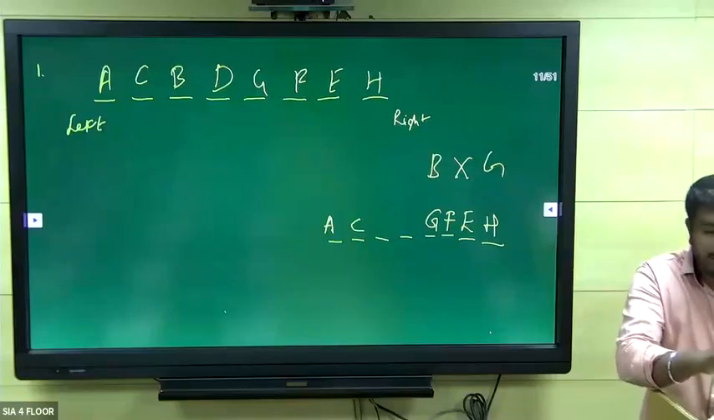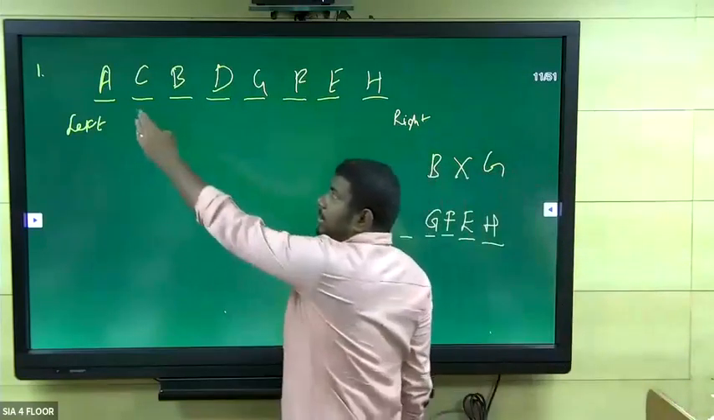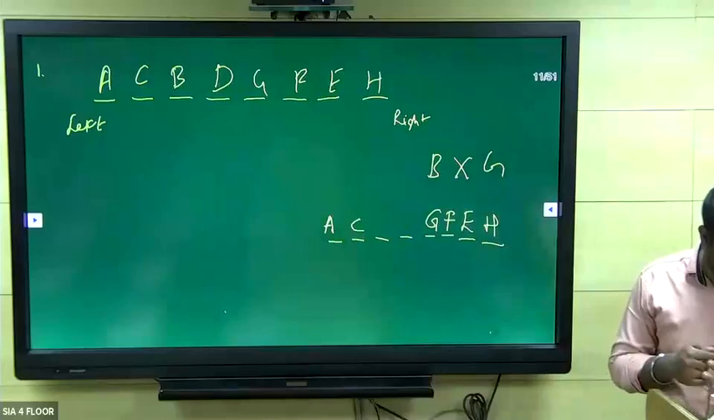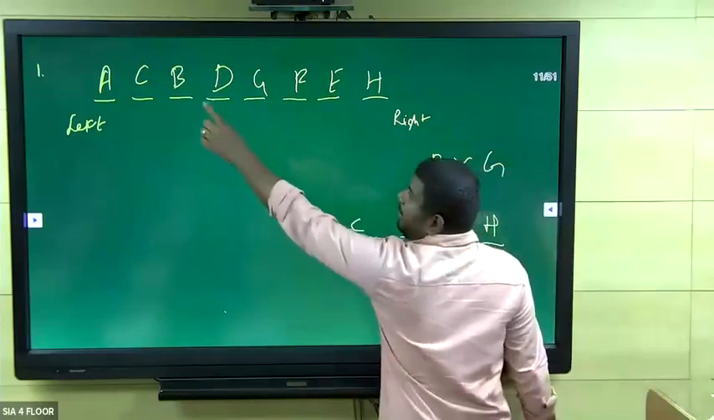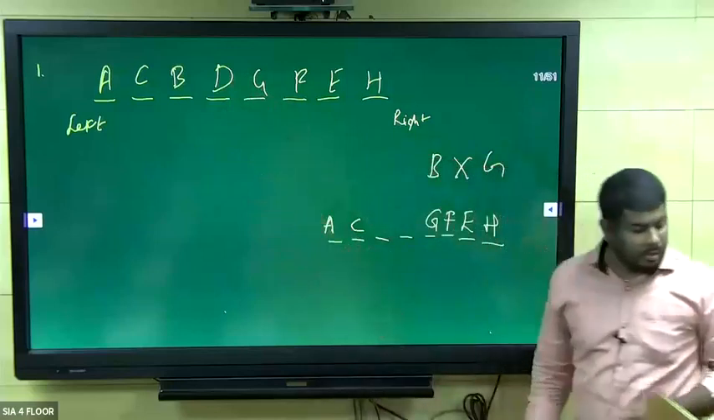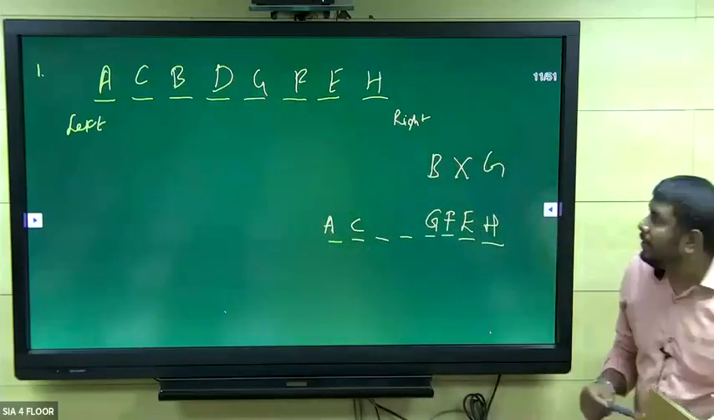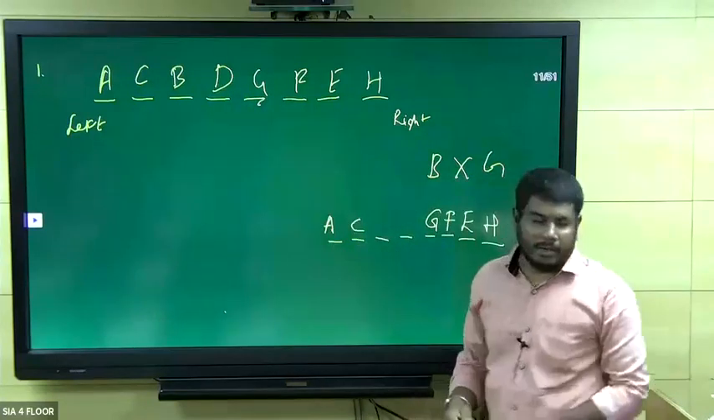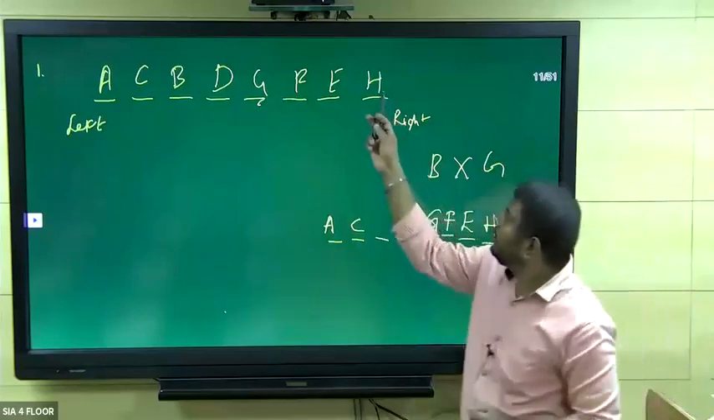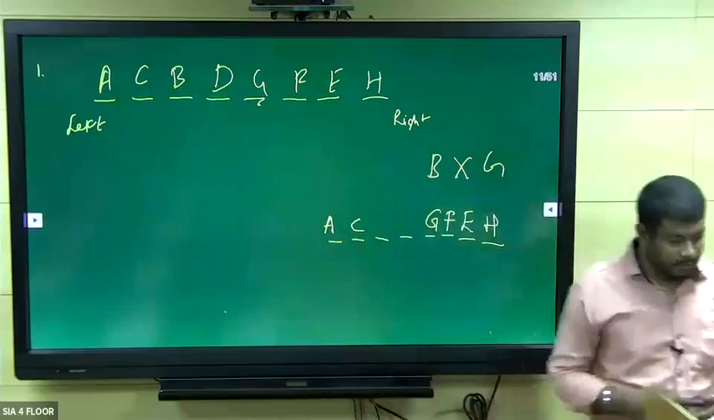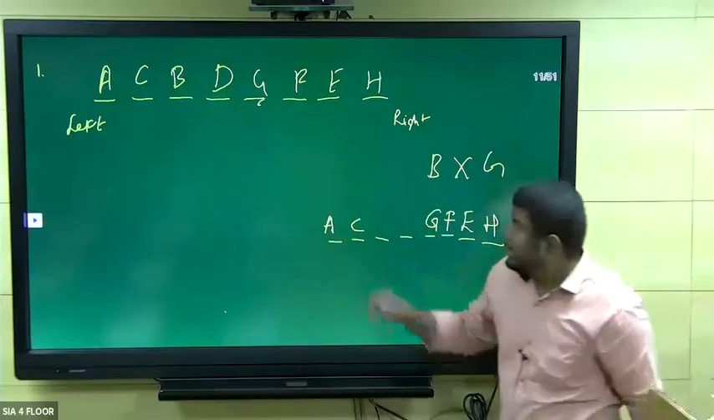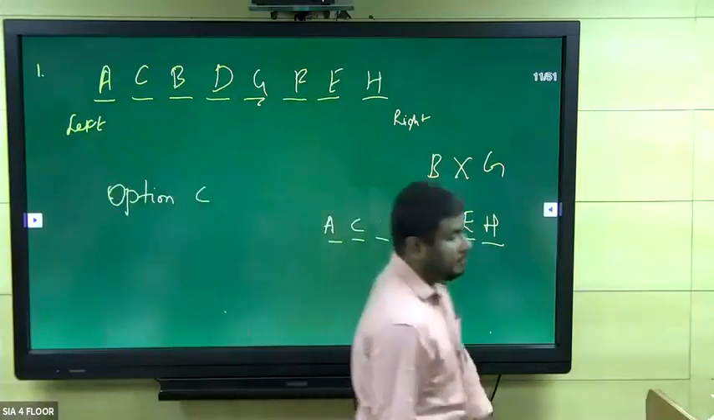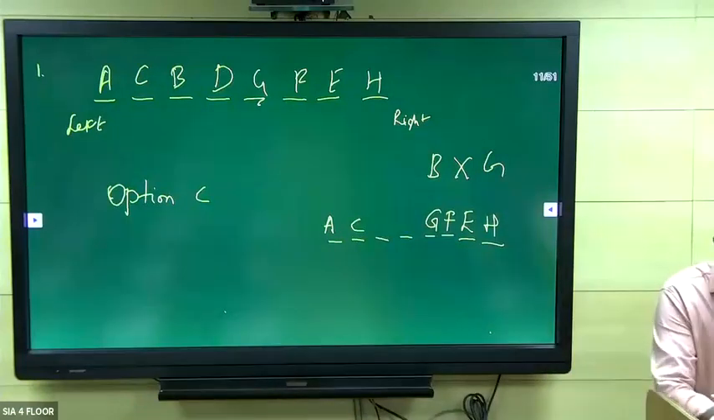C is to the immediate left of A. Listen, guys. C is to the immediate right of A, not left of A. So the first one is wrong. D is the immediate neighbor of B and F. D is the immediate neighbor of B and G, not F. The second one is also wrong. Third one, G is to the immediate right of D. Yes, the immediate right of D is G. So the third one is correct. And fourth one, A and H are extreme, but the fourth one is wrong. So the third option, option C, is the correct answer for this question. Clear? Any doubt?